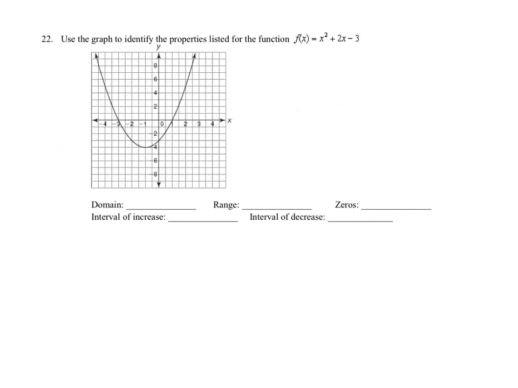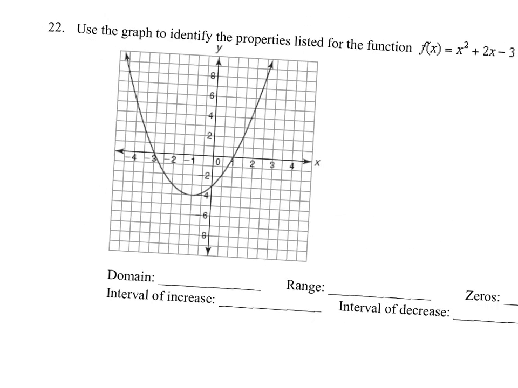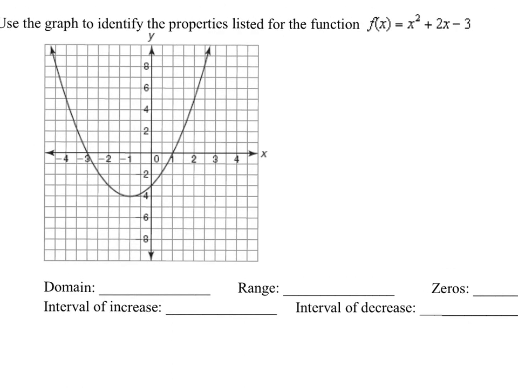Use the graph to identify the properties listed for the function x squared plus 2x minus 3. So they want the domain. Remember, your domain is always going to be -infinity to infinity, or you could write all real numbers. And now let's look at our range. The range is all of my y values. You can see if I start from the bottom and work my way up, the first thing I hit is -4. So that's why I put a -4 right in there. And then keep going all the way up. The next thing I hit are the arrows. So he's going from -4 to infinity.